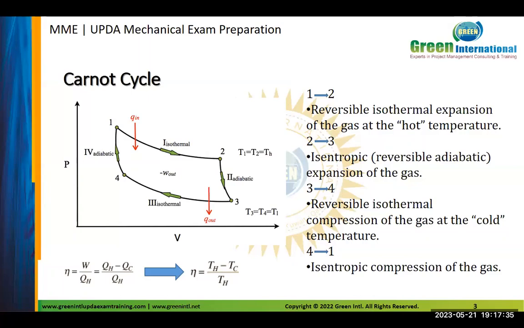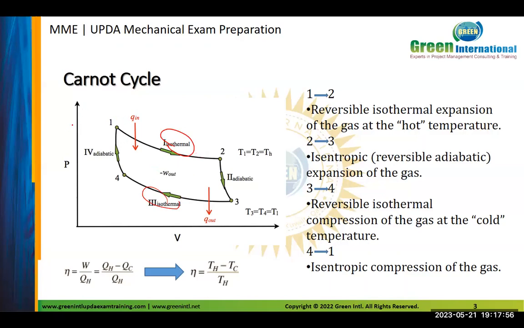Okay, fine. Carnot cycle first. This is the Carnot cycle. Here is the ideal cycle. The four processes here are two isothermal processes and two isentropic processes. What are the two isothermal processes? This is process 1 to 2, and this is process 3 to 4.